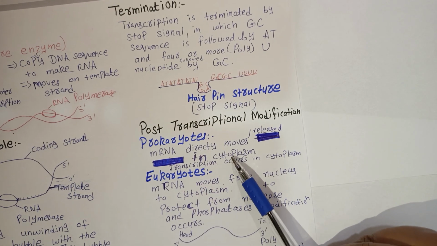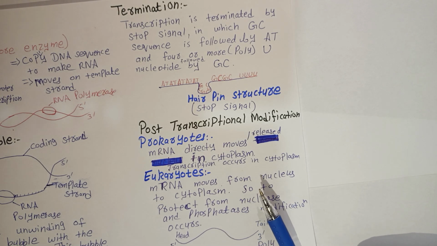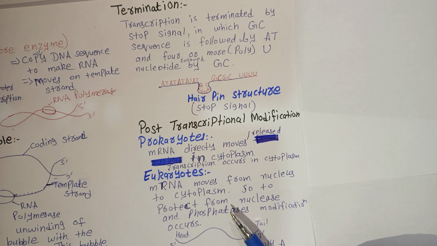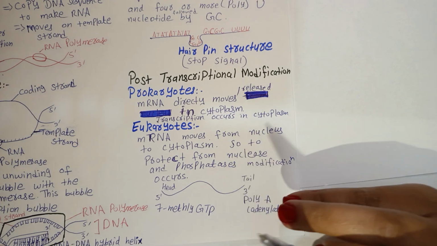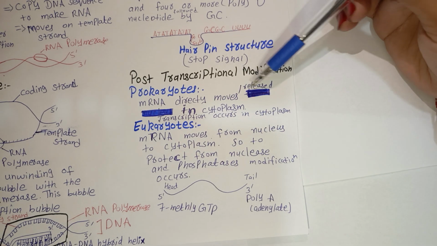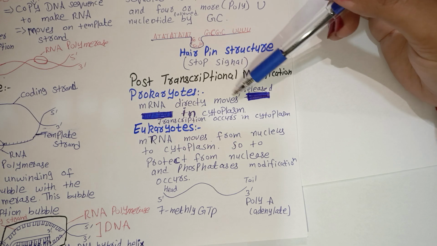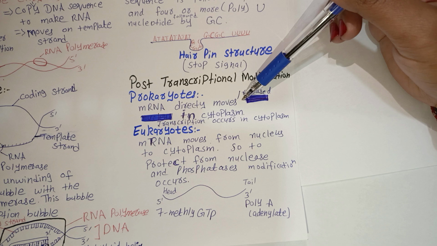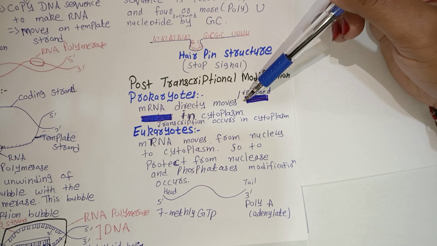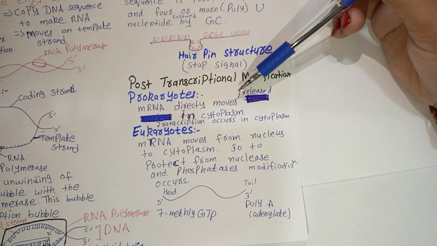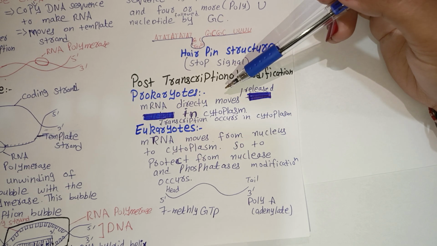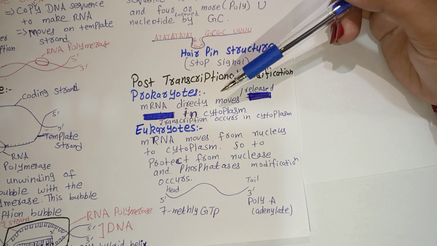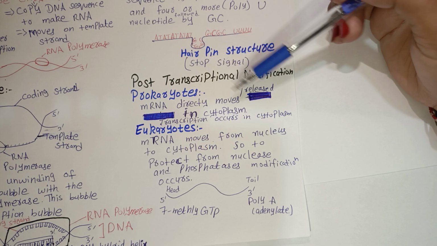After the transcription process is completed, after the RNA synthesis is completed, there is some modification to the synthesized RNA, because the newly synthesized RNA has to be protected from some enzymes. But in prokaryotes and eukaryotes, there is a slight difference. In prokaryotes, the messenger RNA which is synthesized is directly released into the cytoplasm, because it is also synthesized in the cytoplasm, and there is no nucleus in prokaryotes. The DNA is directly present in the cytoplasm, so the RNA of prokaryotes needs no further modification, because transcription and translation are both done in the same cytoplasm.